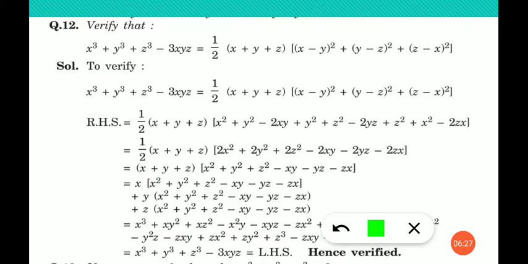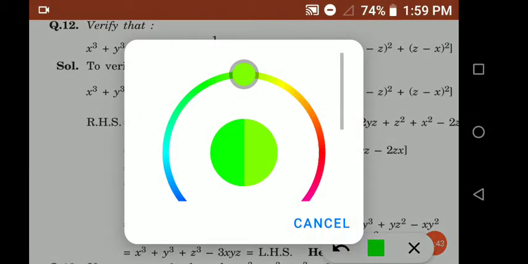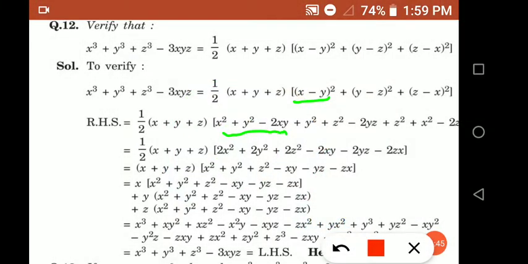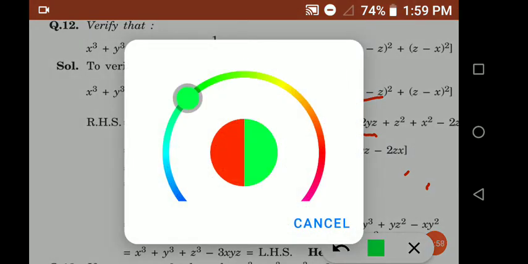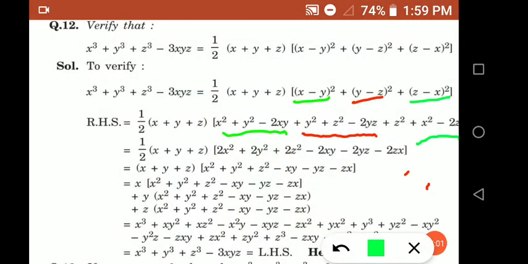The first part of RHS, this we cannot solve, so we will leave it. (x minus y) whole square, that we can solve. We will apply the formula: x square plus y square minus 2xy. Then (y minus z) whole square is y square plus z square minus 2yz. And then (z minus x) whole square, that is z square plus x square minus 2xz.